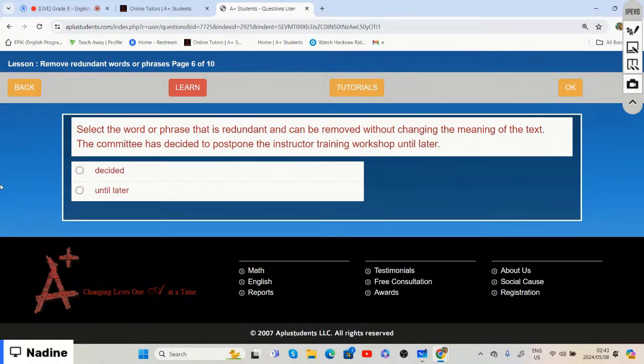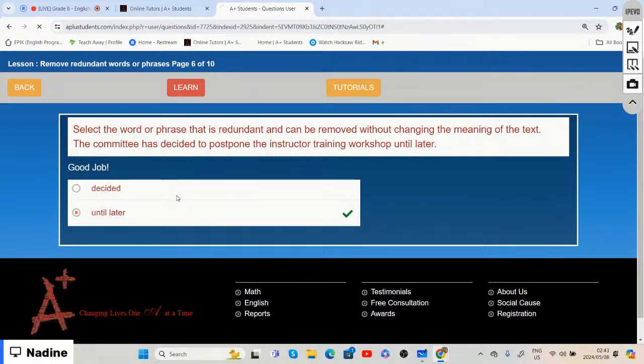And the committee has decided to postpone the instructor training workshop until later. If we postpone something, we're already telling people that look here, it's either going to happen later, it's going to happen tomorrow, or it's going to happen on a later stage, right? That is already what we mean when we say postpone. So now it says the committee has decided to postpone the instructor training workshop until later, which means that until later is going to be our redundancy.